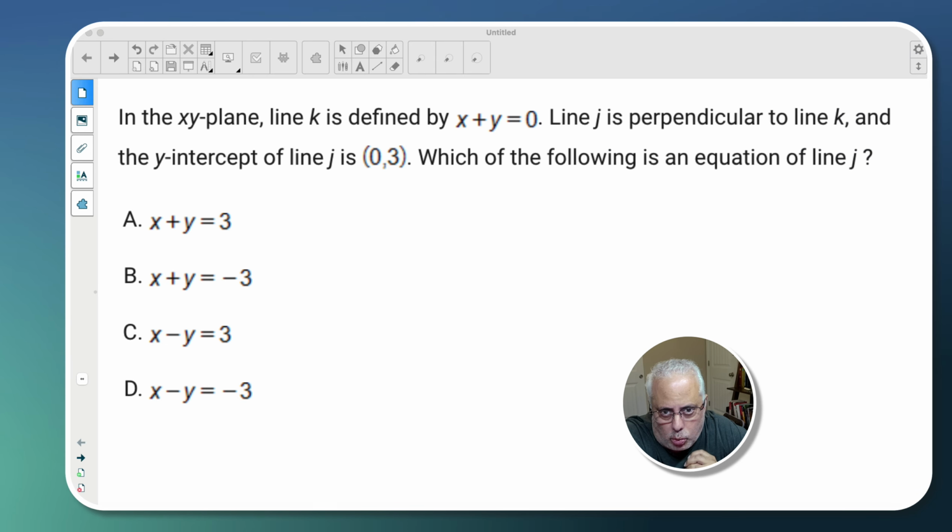The following question is a hard algebra question in the SAT. In the XY plane, line K is defined by x plus y equals 0. Line J is perpendicular to line K, and the y-intercept of line J is (0, 3). Which of the following is an equation of line J?